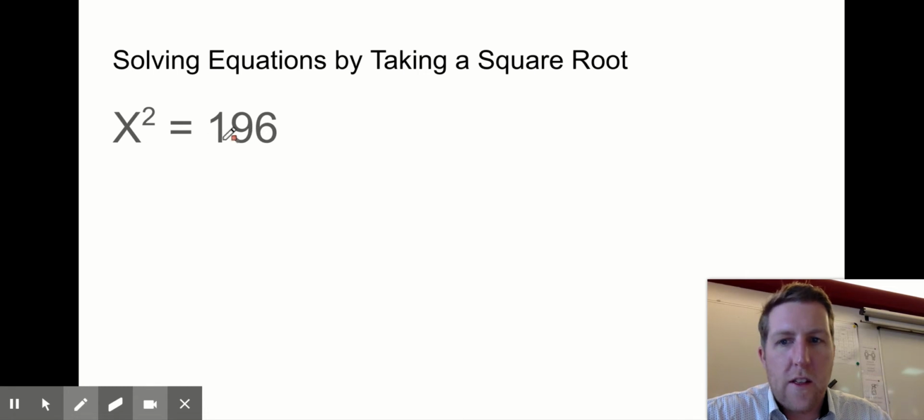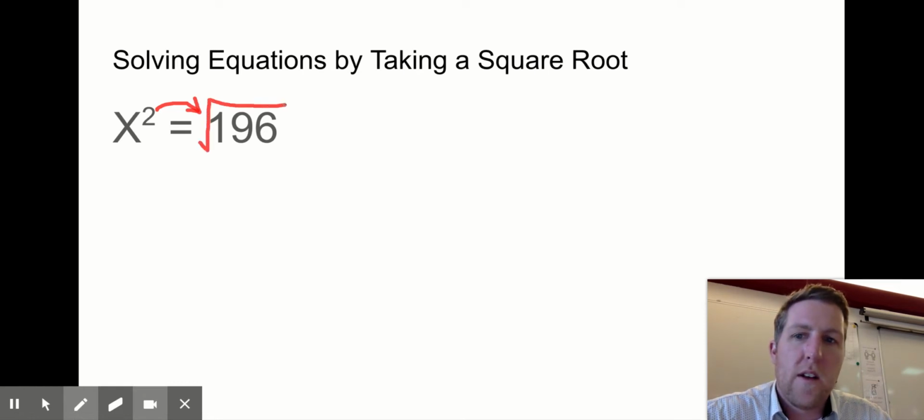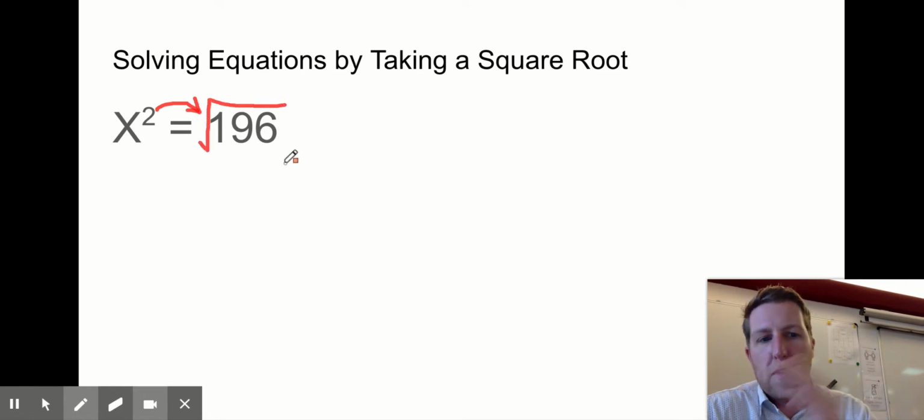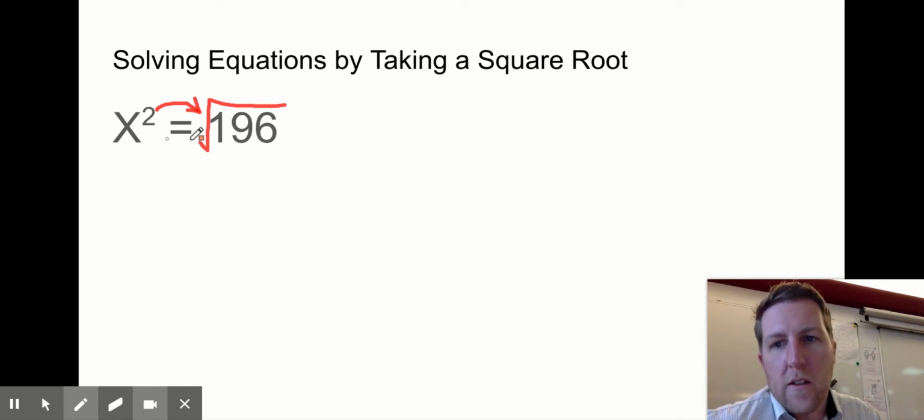When you have an equation like this, the way that you get rid of this x squared is to move the power of 2 to the other side by taking the square root. So the way we get from here to here, draw a little arrow, is by doing the opposite. Remember, just like adding and subtracting, multiplying and dividing, when we're solving equations we need to do the opposite. And the opposite of squaring is a square root. So we do x equals the square root of 196.